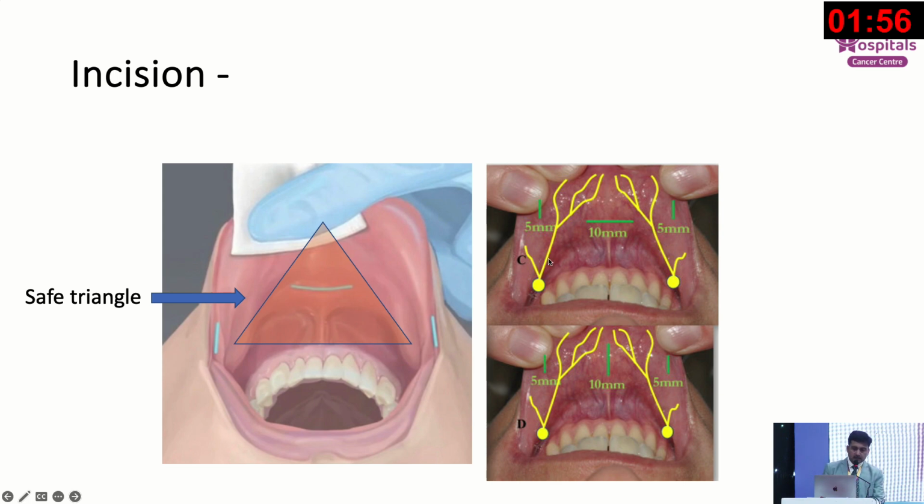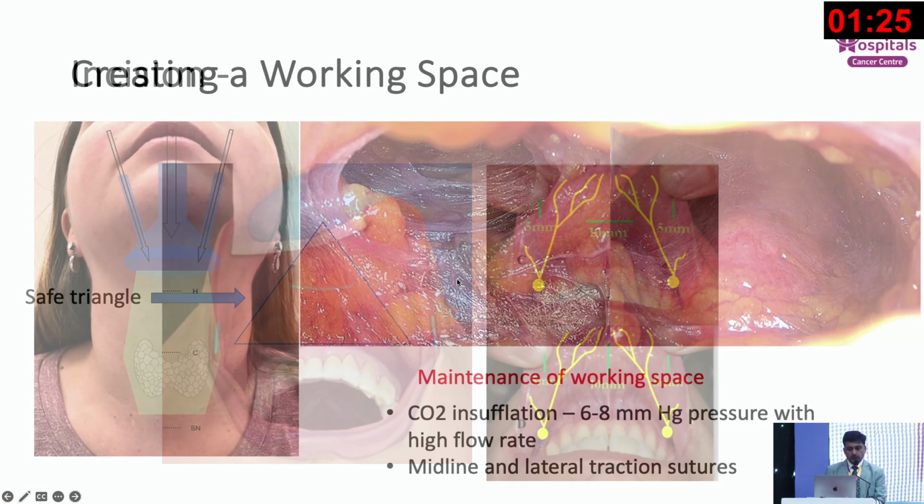So as you can see, this triangular region is safe to put the incision. There are no nerve fibers coming through. They emerge between the premolar area and then they ascend anteriorly towards the midline. So that path is safe. In between the two nerves, there is a safe path for putting the 10 mm trocar. And the lateral incisions will be between these nerve fibers, near the angle of mouth, around a centimeter anterior and inferior to the angle of mouth. So these are the locations for the mucosal incision.